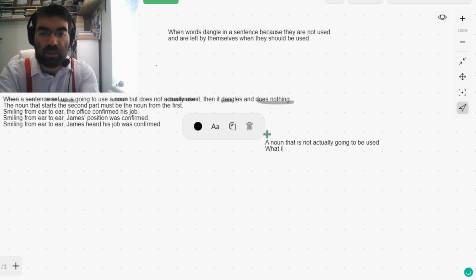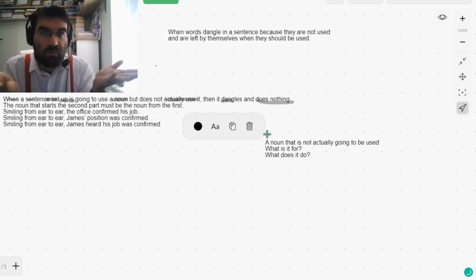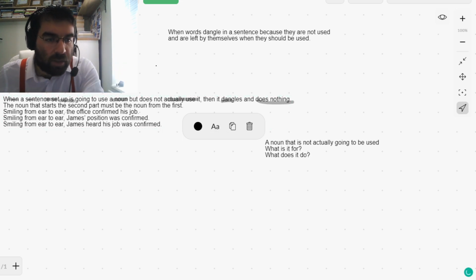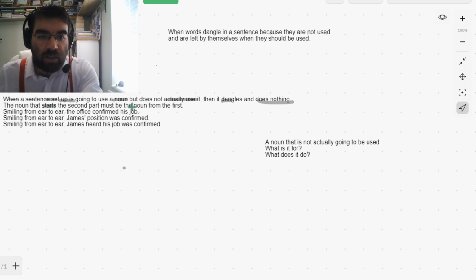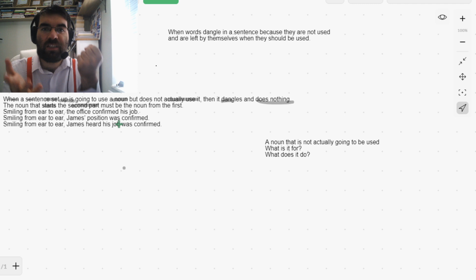What is it for? What does it do? The noun at the start must then play a part in the second part. So a noun is introduced, but it has to be used. Has to be in context of the sentence.